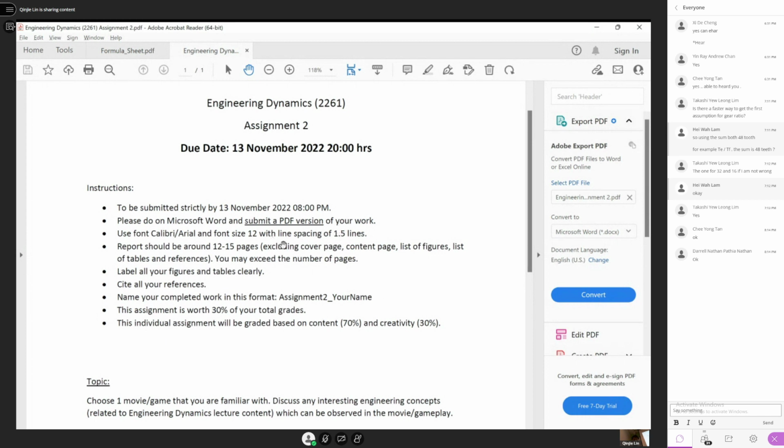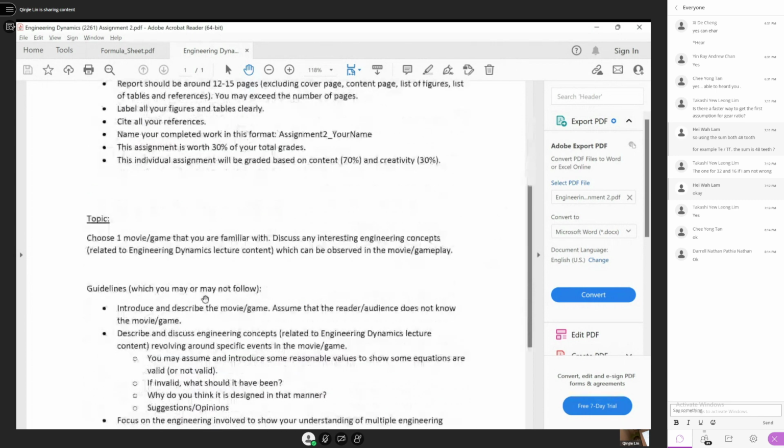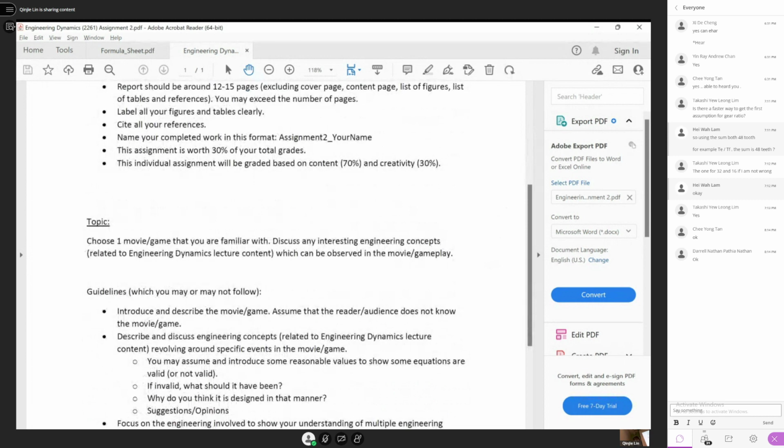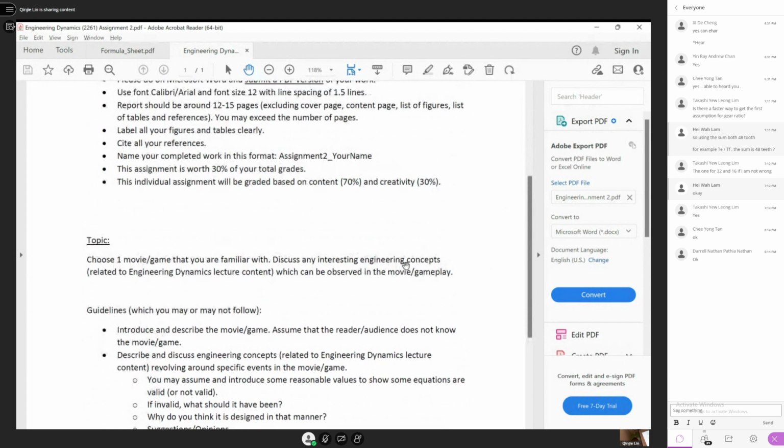So just follow all these instructions. I won't go through the instructions because they're already written there. Basically, you choose one movie, or it could be a TV show or game, that you want to talk about, then discuss any interesting engineering concepts that we have learned that can be observed in this movie, TV show, or gameplay.